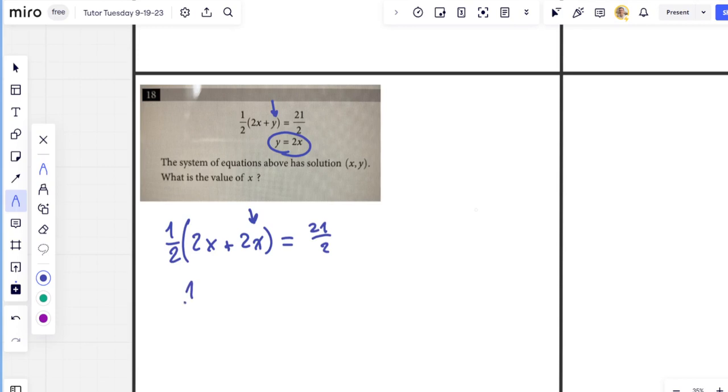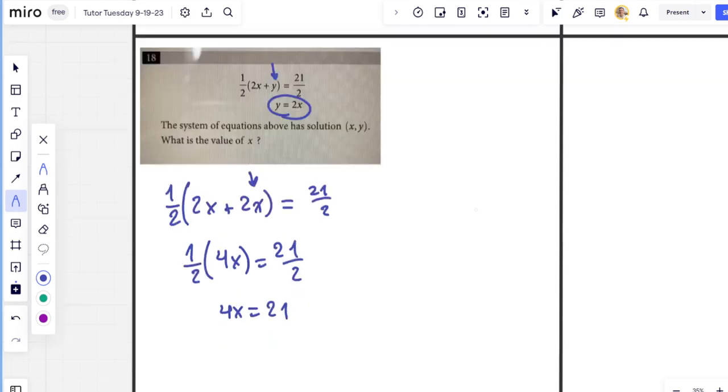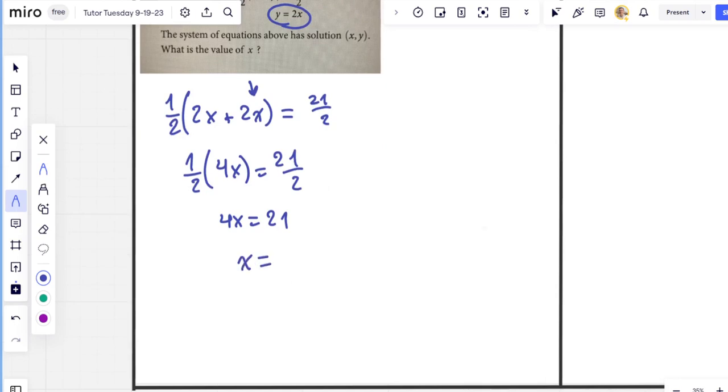When I combine the like terms, 1/2 times 4x equals 21 over 2. We can multiply by 2 on both sides here to get 4x equals 21. And then divide by 4 to get x equals 21 over 4.